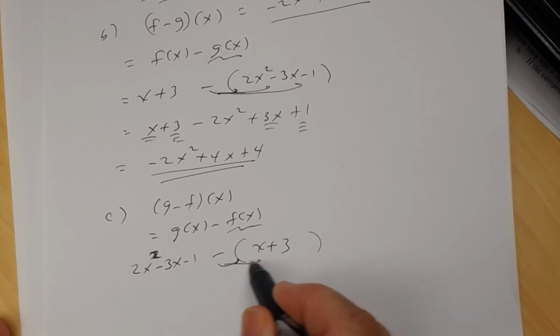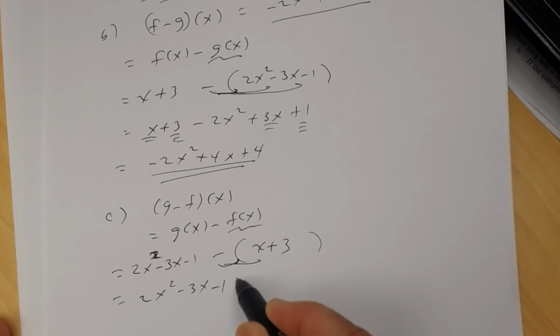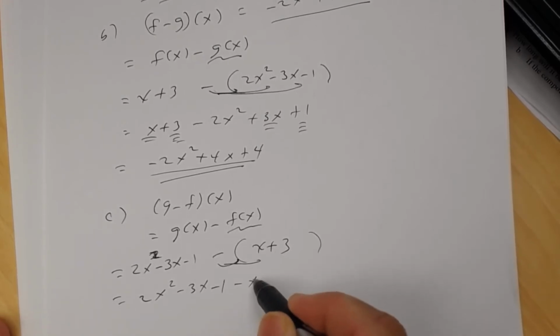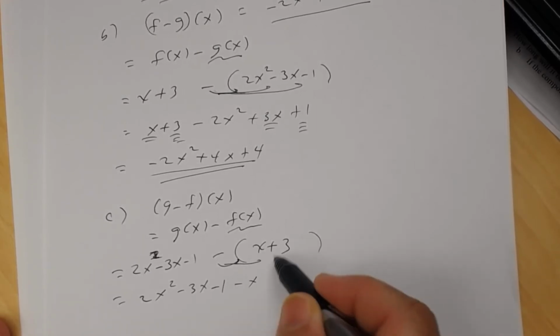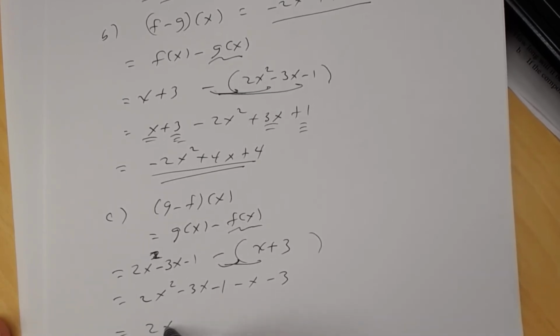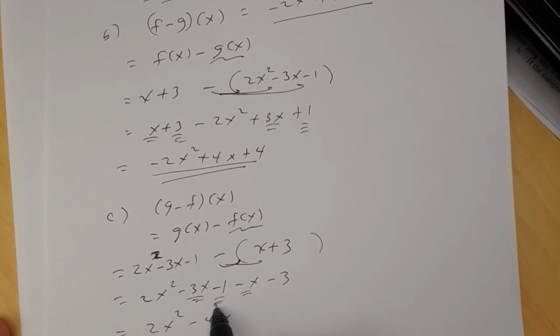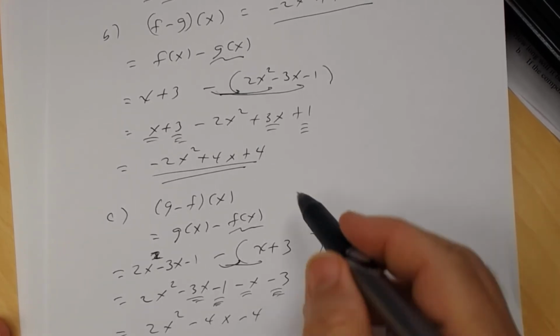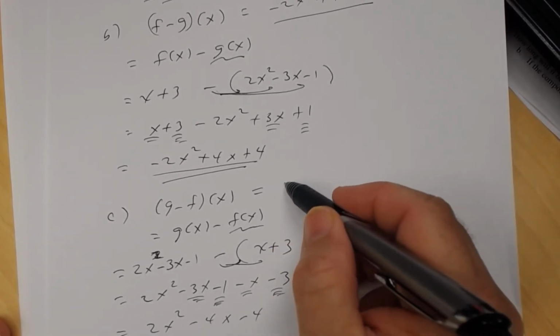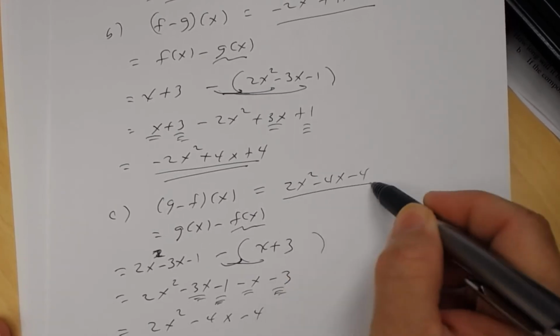I get rid of the parentheses. I'm going to get 2x squared minus 3x minus 1 minus x, and then a negative 1 times a positive 3 is a negative 3. Combining like terms, I get 2x squared. A negative 3x and a negative x is a negative 4x. A negative 1 and a negative 3 is a negative 4. And so you're going to get 2x squared minus 4x minus 4.